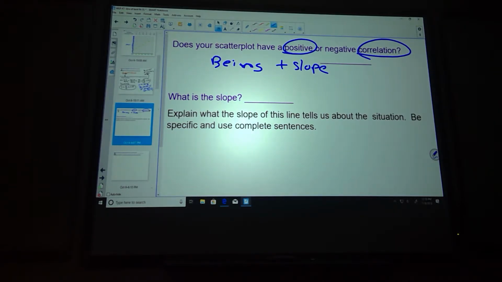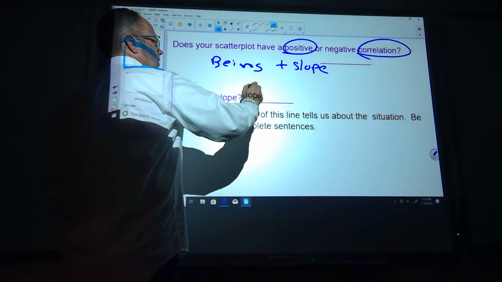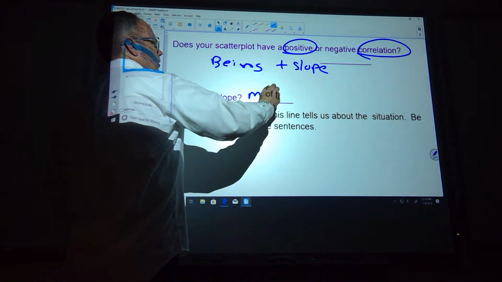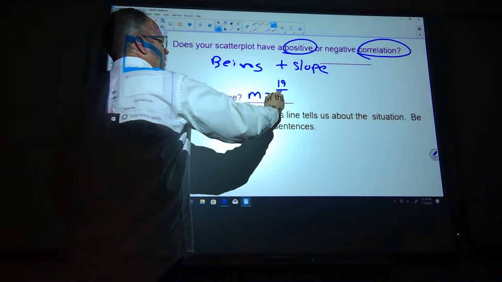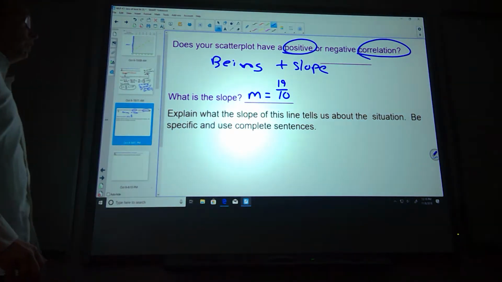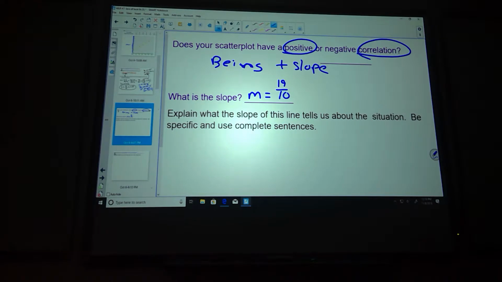Did our line of best fit the data pretty well? I think so. What is the slope? What did we just say the slope was? 19 over 10. Done. Cool. Explain what the slope tells us about the situation. Be specific, what we just did. So tell me what it said.